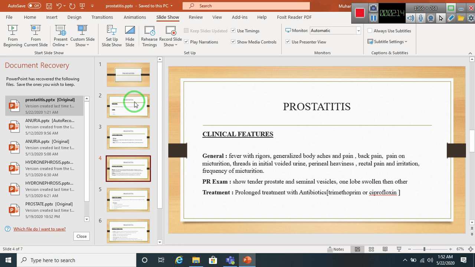Treatment: prolonged treatment with antibiotics, trimethoprim and ciprofloxacin.